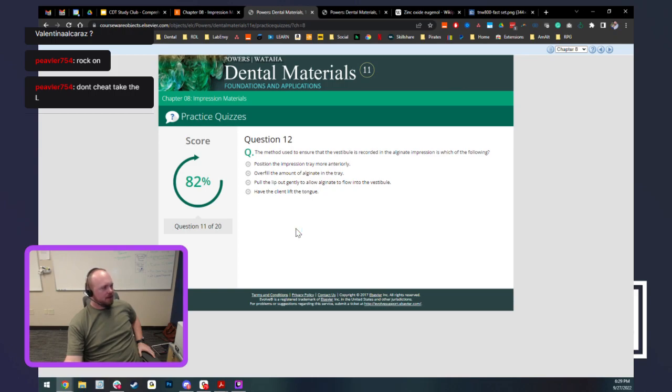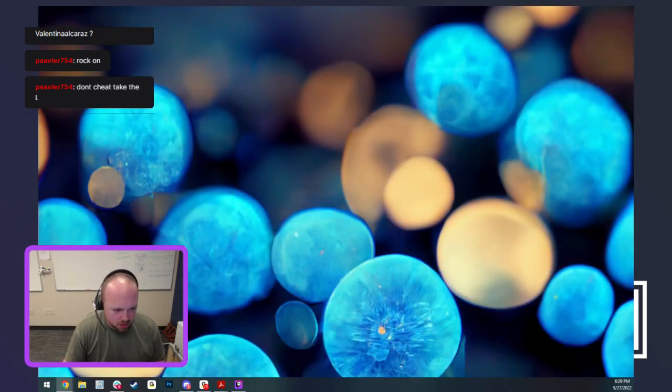We'll see. The method used to ensure that the vestibule is recorded in the alginate impression is which of the following? Let's do some fun stuff here, because I actually pulled this up earlier.